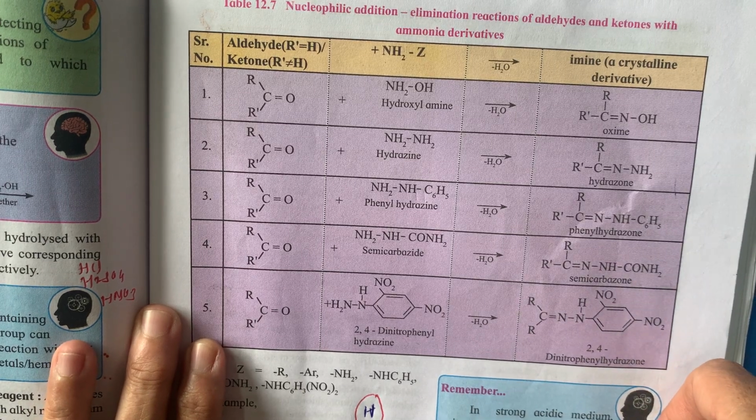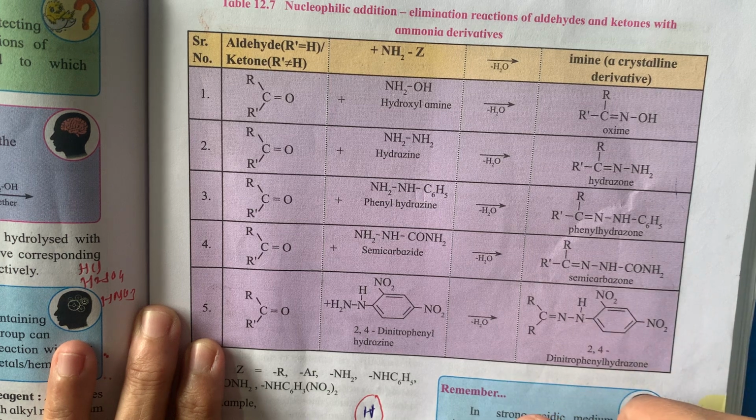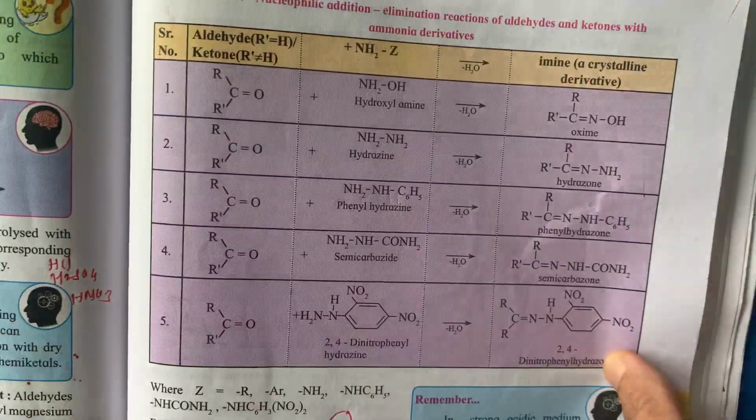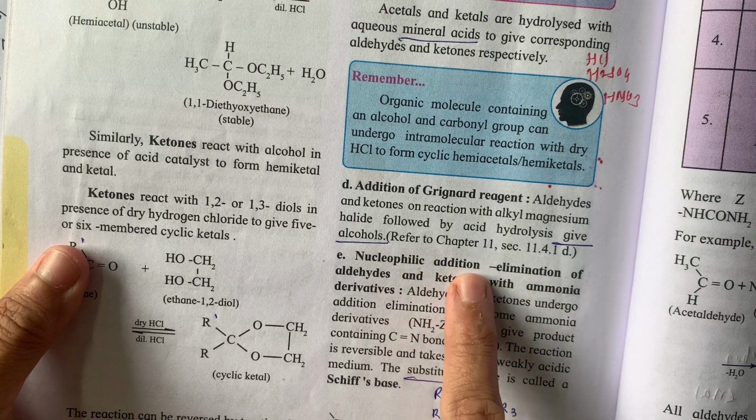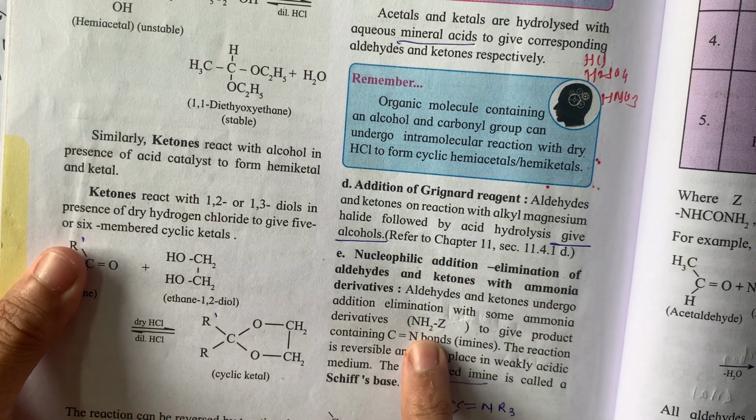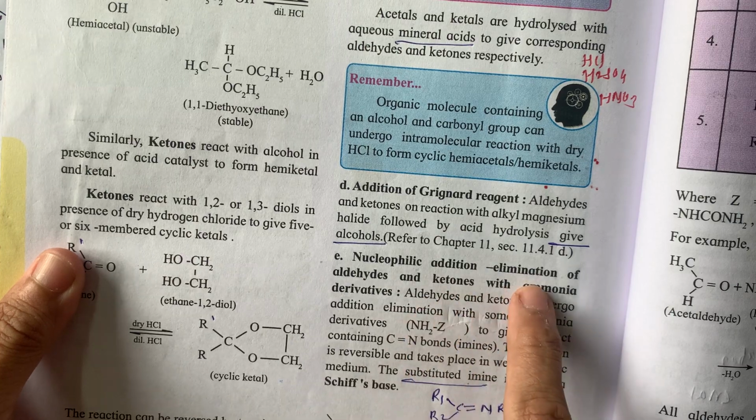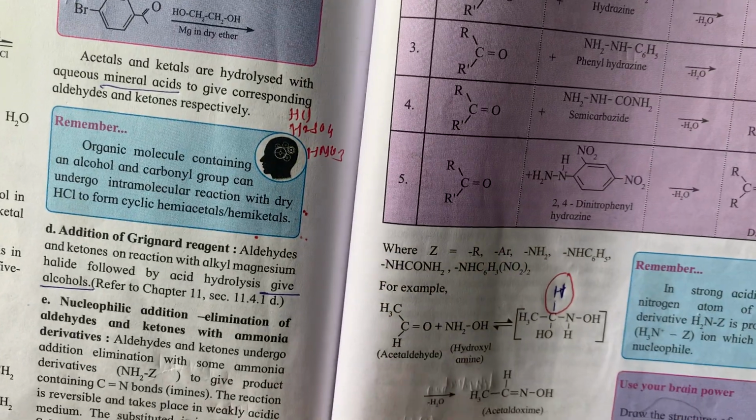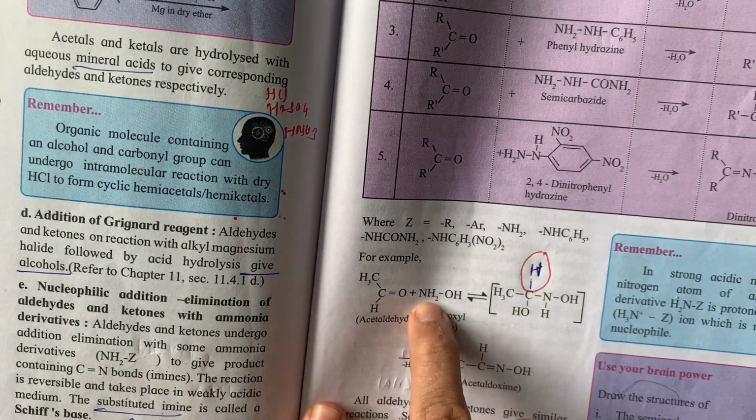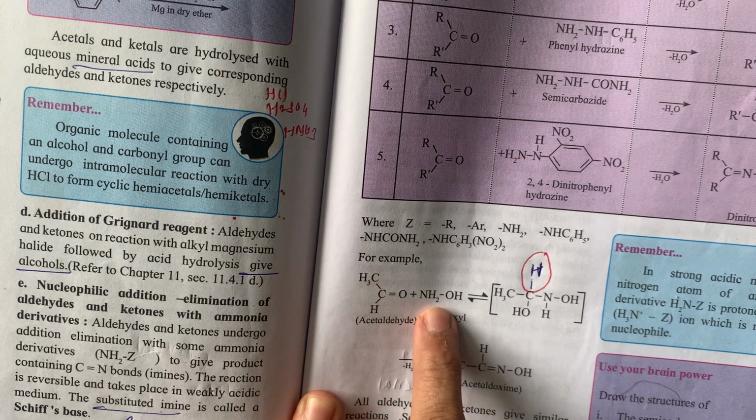In the next video, I am going to teach you the most important topic of aldehydes, ketones and carboxylic acids: aldol condensation and Cannizzaro reaction. Before that, we will revise our previous reaction, that is the addition of ammonia derivatives. That is a nucleophilic addition of ammonia derivatives, NH2Z, and then the elimination of water to get different products. We studied aldehyde with NH2OH and we studied ketone with NH2OH.